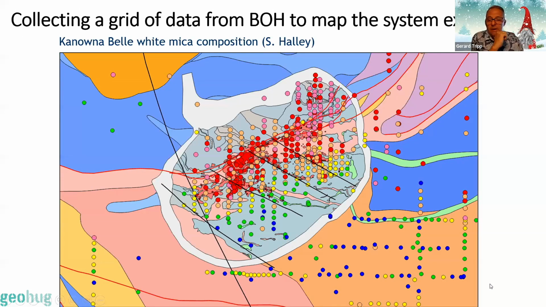So shortwave infrared data is, I'm going to race through this real quick. This is a really nice example from Kanowna Belle, and this is bottom of hole. So these are all vertical drill holes, and these are the little bottom of hole samples that have been analysed with a PIMA. Well, you do it with an ASD these days, and that's okay.